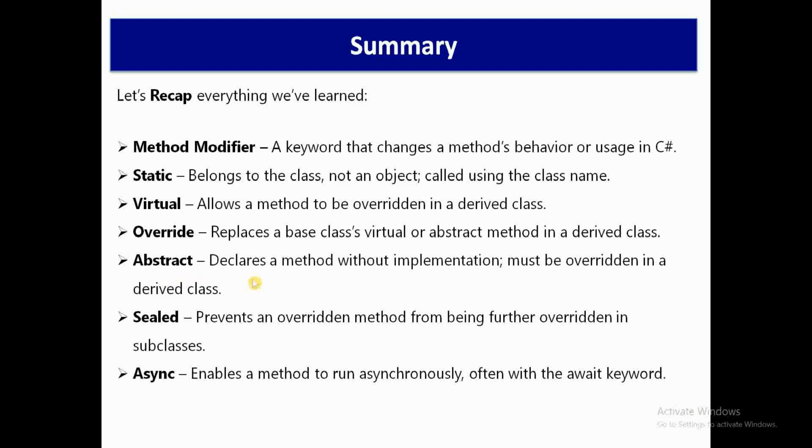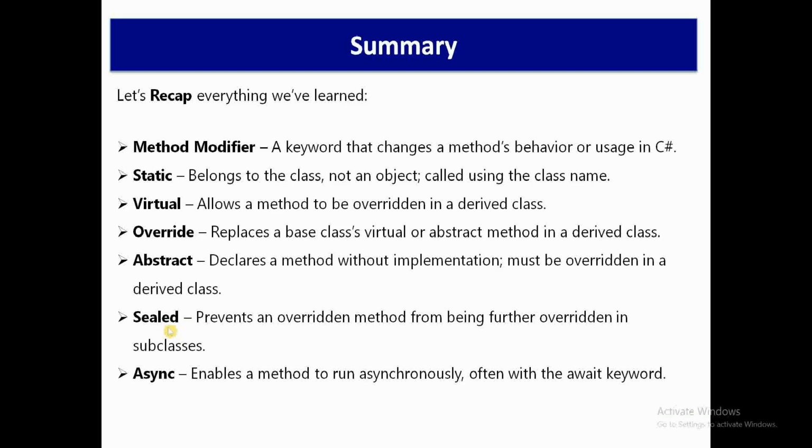Abstract keyword, declares a method without implementation, must be overridden in a derived class. So abstract class is that if we want to use this one, we have to provide only method signature, means access modifier, then method name, parameters. We do not provide method body into abstract class if we want to use this one, and we can change the implementation into the next derived class with override keyword.